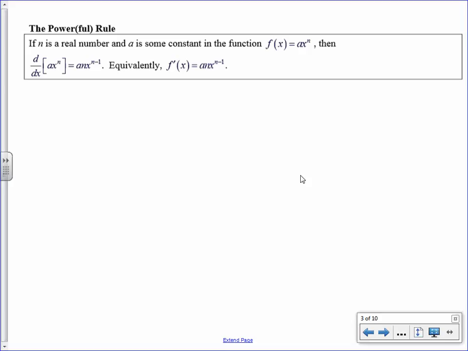I know that taking the limit definition of the derivative is very time consuming. So here, let me save you some time. Here is the power rule. Appreciate it. You're welcome.